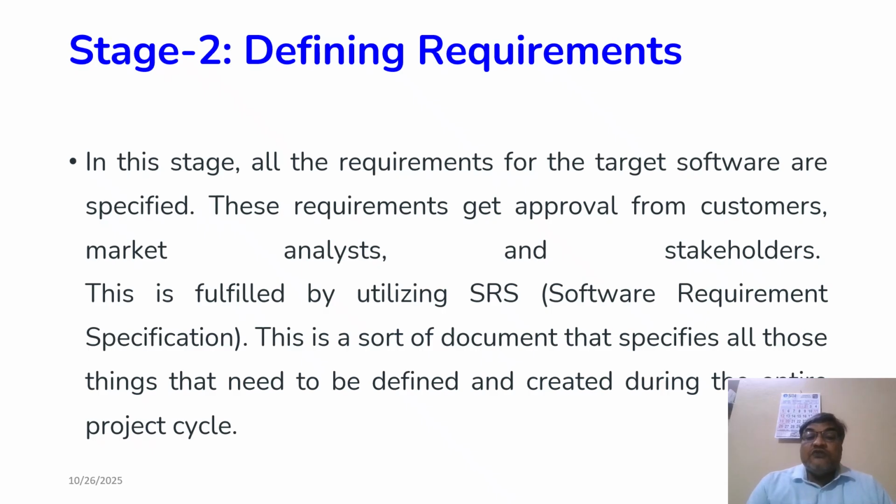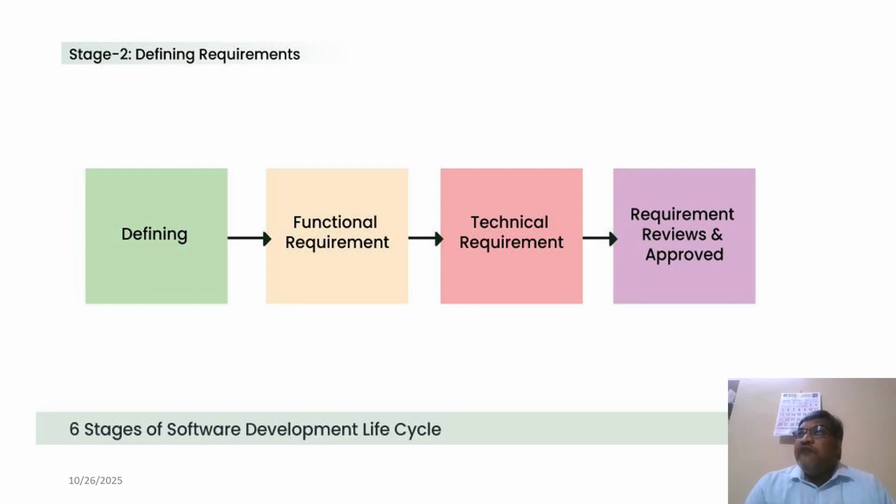In requirements, the customer requirements collected from the customer, market analysis, survey, and stakeholders have to be documented in a particular format called SRS, that is, software requirement specification. This document will convey the detailed requirements of the stakeholders. The requirements have two major categories: one is the functional requirements of the software, and the other is the technical requirements for the software. And as I told earlier, it has to be reviewed and approved by the authorities.